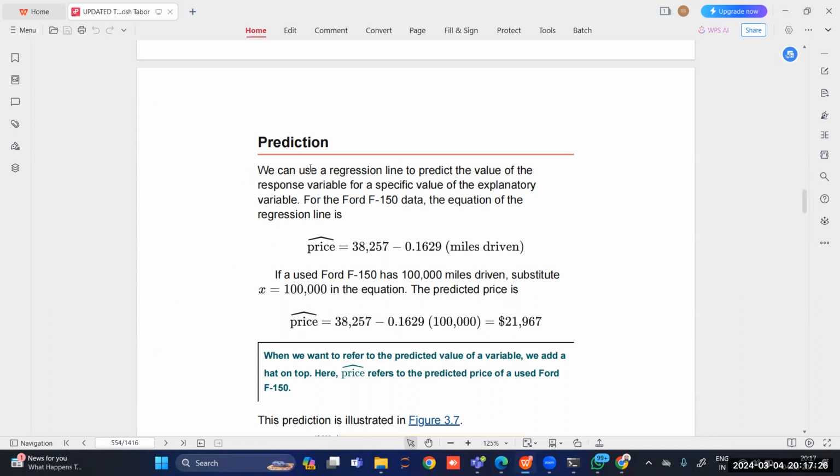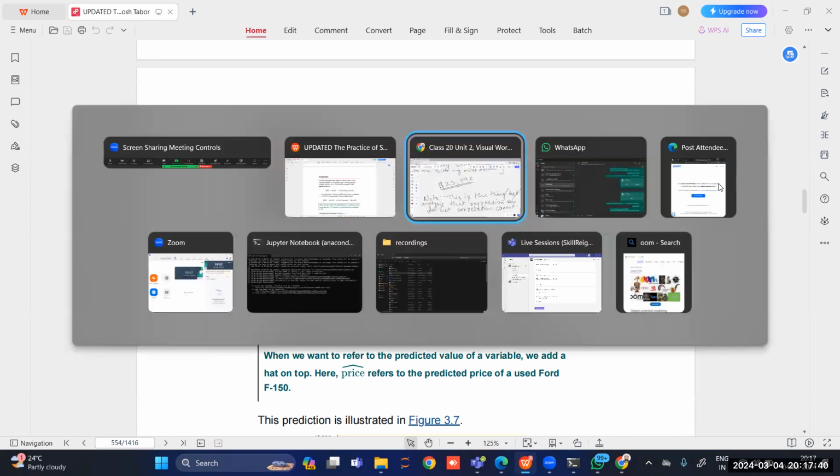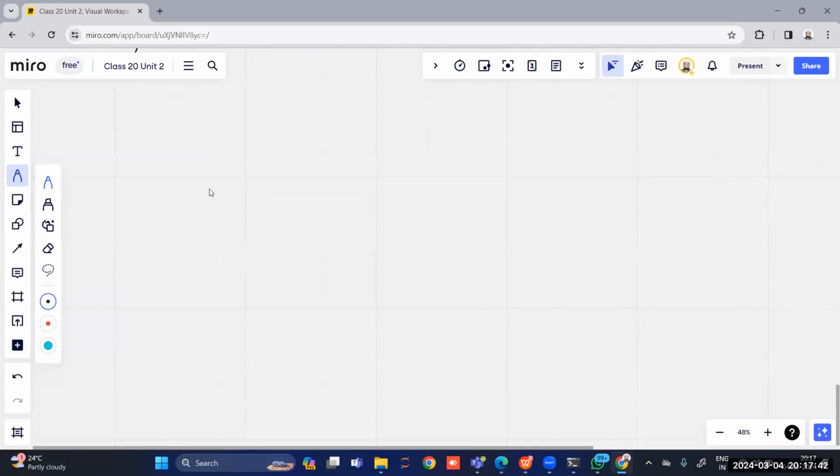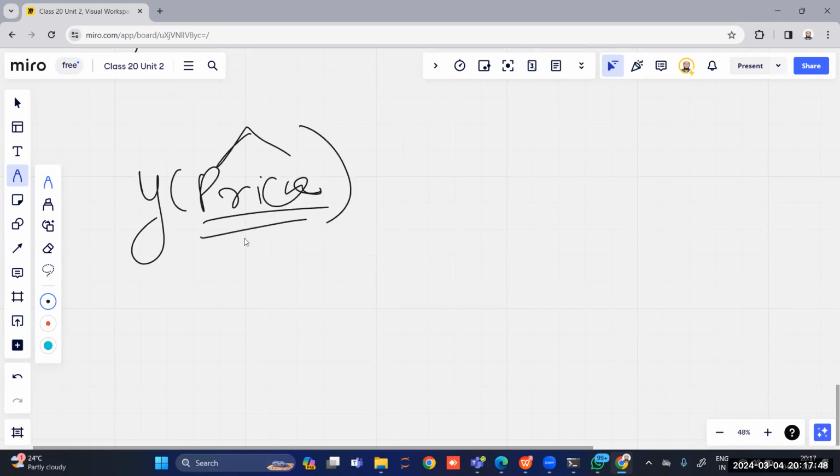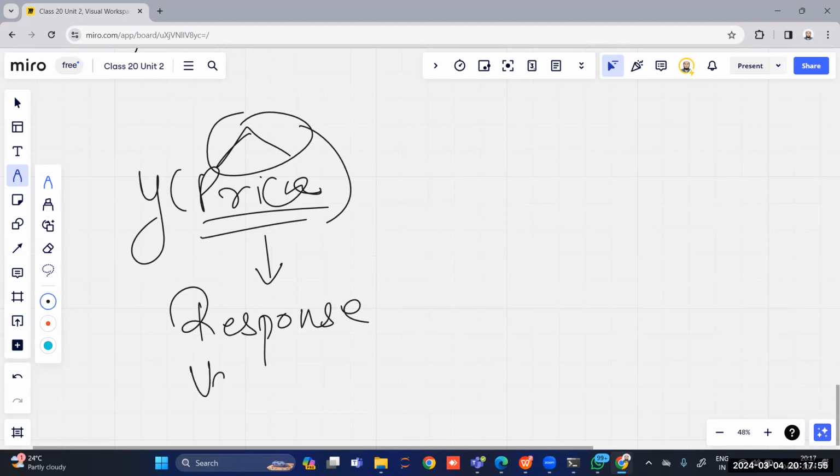He is explaining that we can use a regression line to predict the value of the response variable for a specific value of the explanatory variable. For the Ford F-150 data, the equation of the regression line is this. Our response variable on y was price, and the hat shows that this is the predicted response variable.